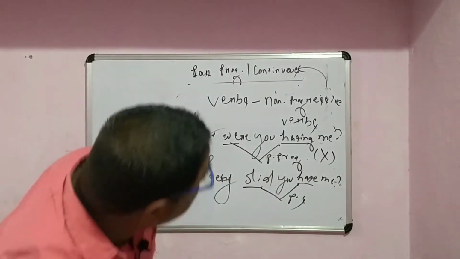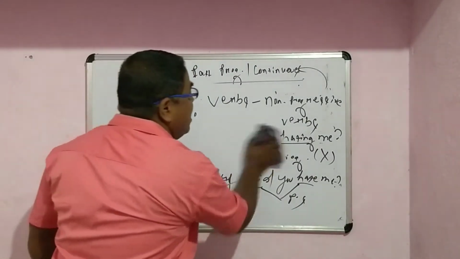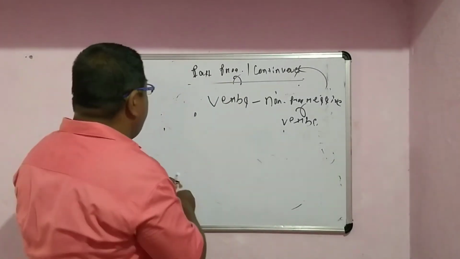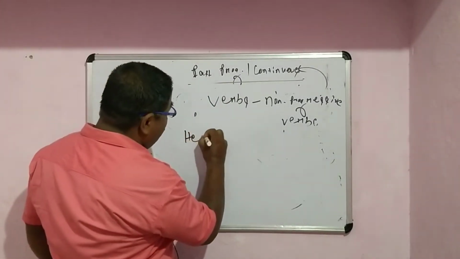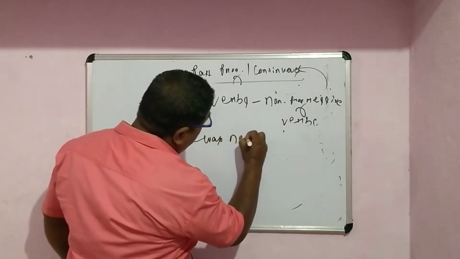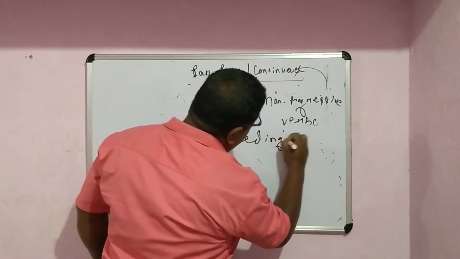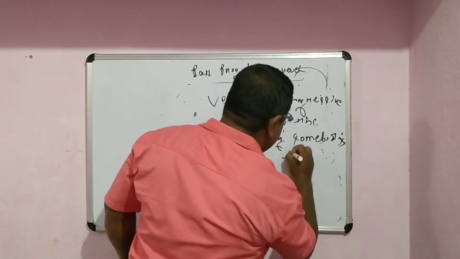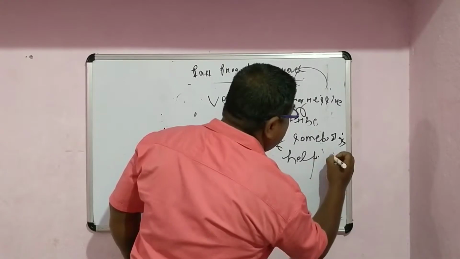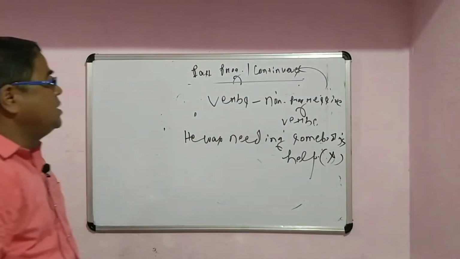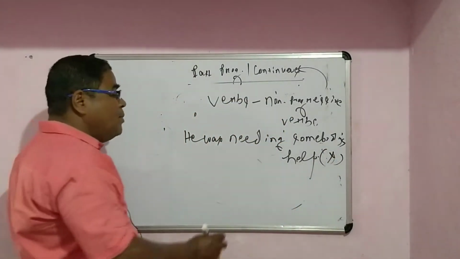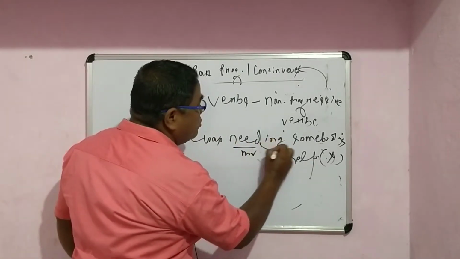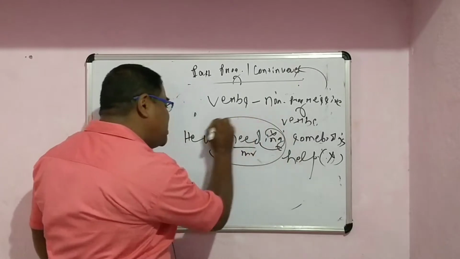Another example, also a non-progressive verb. Another example I am just going to give you. You just remember these particular types of verbs. Suppose I say, "He was needing somebody's help." The sentence is incorrect or inappropriate, that means grammatically unacceptable. Remember, this particular main verb need never takes ing. That is why we have the mistake here.